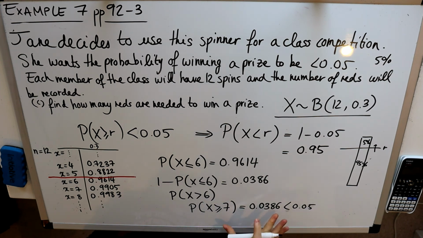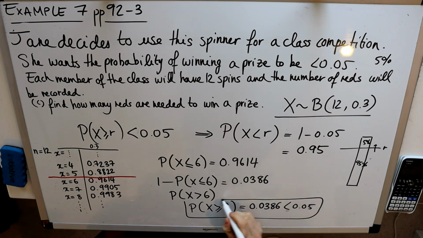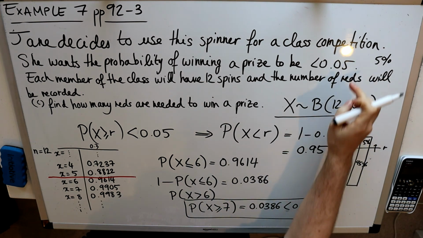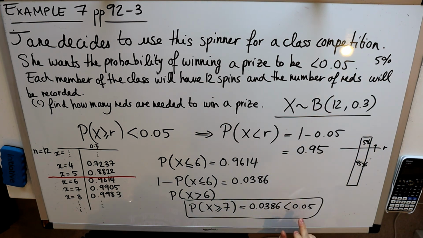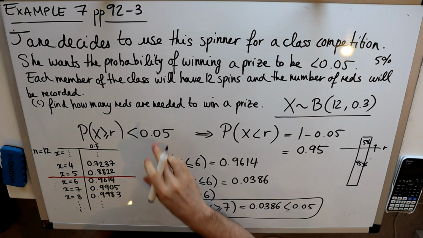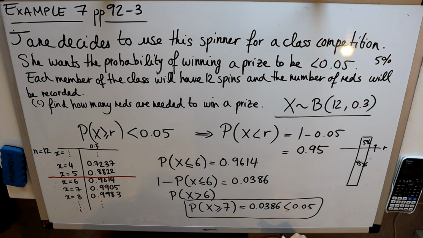We're actually going to use this logic to find critical values in critical regions when we're dealing with hypothesis testing, so this is important. But what this tells me is that the odds of getting 7 or 8 or 9 or 10 or 11 or 12 all together are less than 5%. So the answer to this question, how many reds are needed to win a prize to keep the probability less than 0.05, is 7 reds.